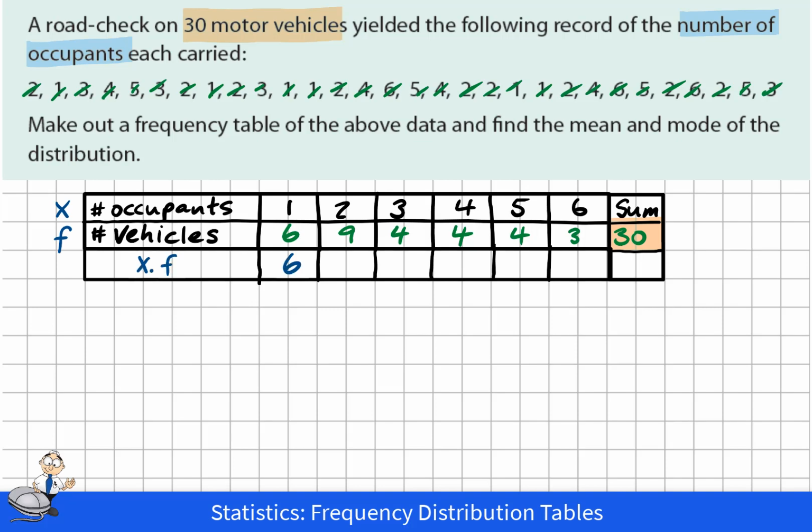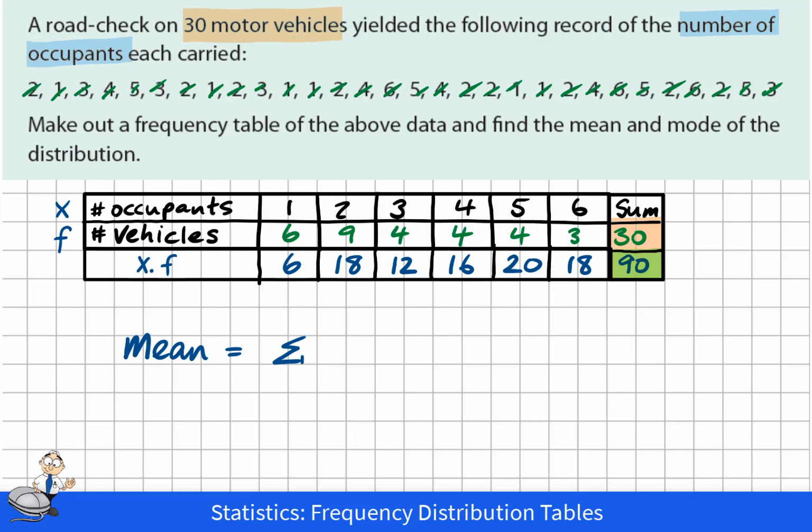We're going to multiply to get this next column. It's the number of occupants by the number of vehicles, because we're going to work out how many people were there all together between all the vehicles. So by multiplying, we can find how many were in between all the 1s and all the 2s and all the 3s. And when we add all this up, we see that there were 90 people altogether between the 30 vehicles. We're asked to find the mean.